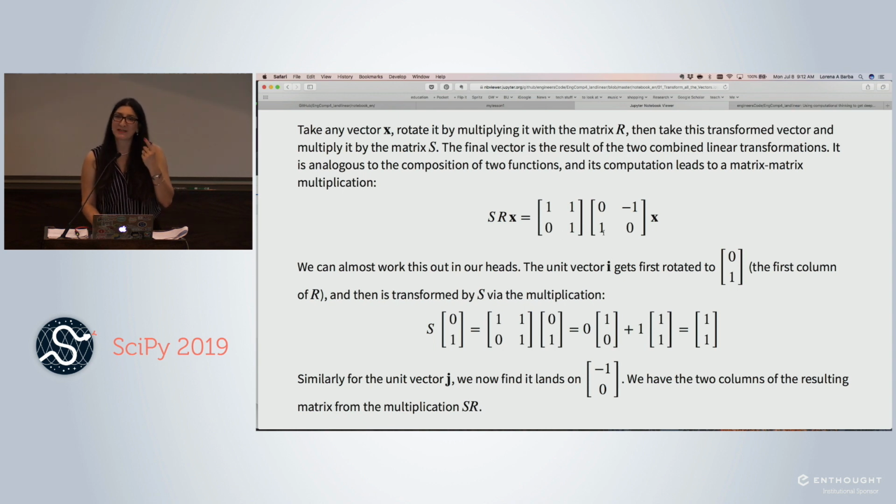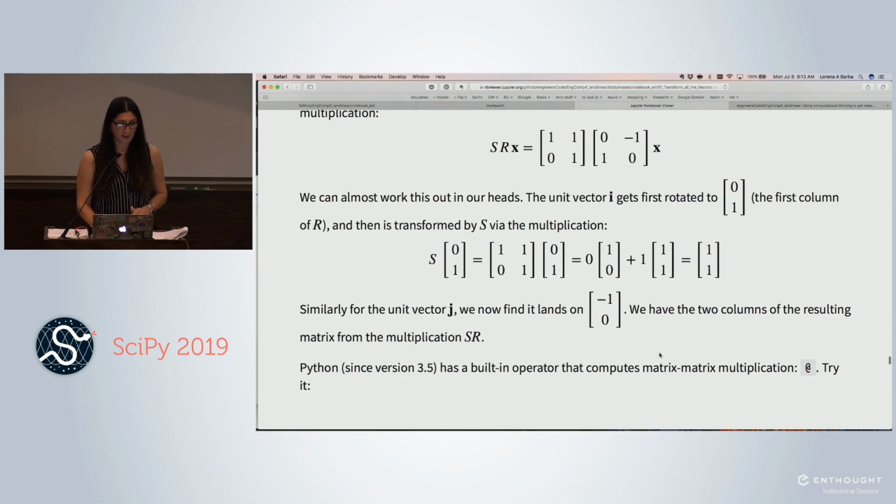Now, we can almost work this out in our heads, because we know that the unit vector i gets first rotated to 0, 1, which is the first column of R, and then it gets transformed by S via the multiplication S times that output. So we can almost work out S times 0, 1, which is where i landed after the R transformation. We can do that as this is matrix-vector multiplication. So it's a linear combination of the columns scaled by the vector components. So the components are 0 and 1. The columns of S are 1, 0 and 1, 1. And we can do that on a piece of paper quite quickly. So we can almost do this whole matrix-matrix multiplication in our heads.